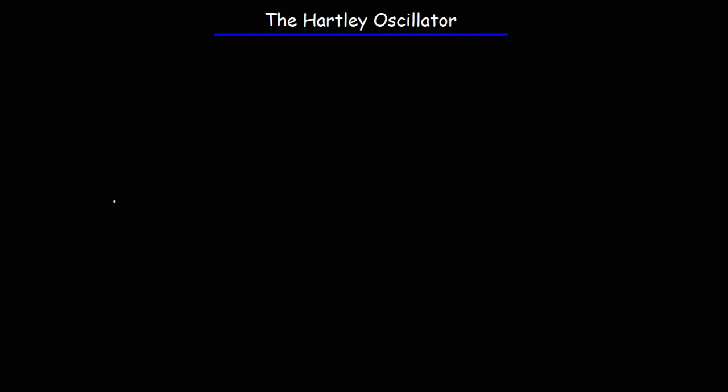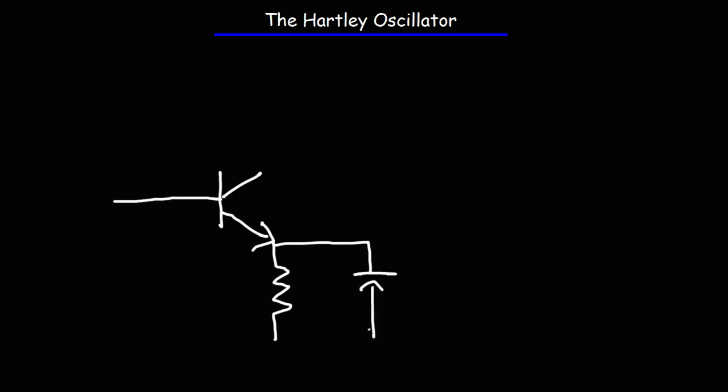In this video, we're going to talk about the Hartley oscillator. Now, this particular circuit only uses one NPN transistor. It also uses an emitter resistor, which we'll call RE, and across the emitter resistor is the bypass capacitor. This capacitor will increase the voltage gain of the circuit.